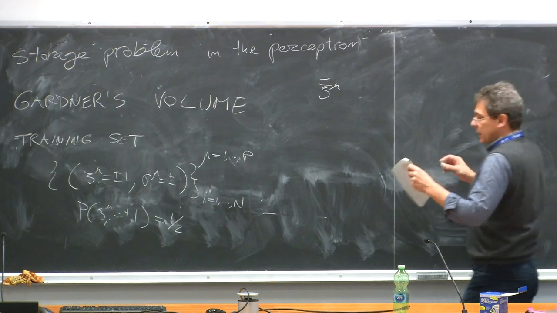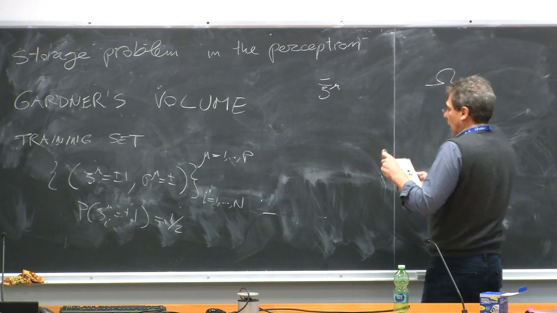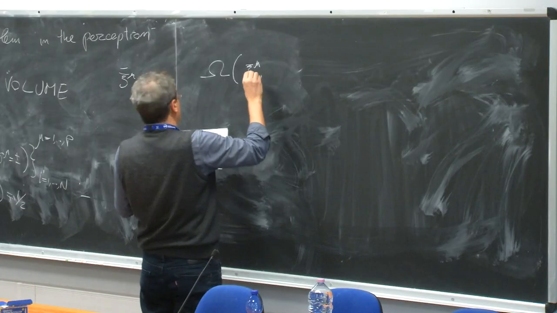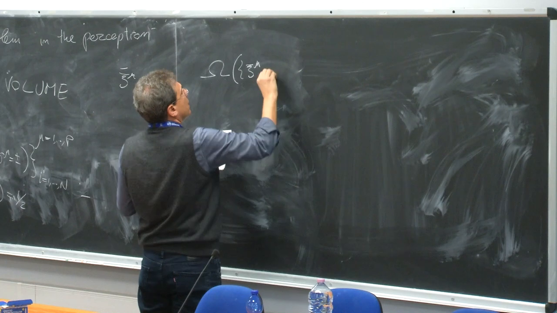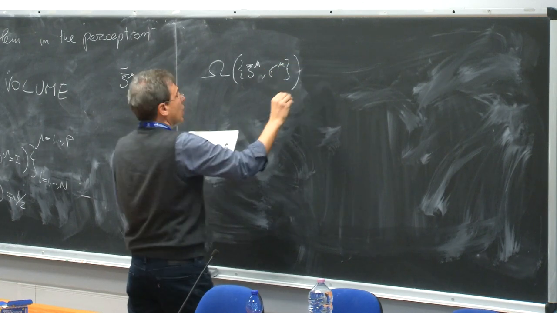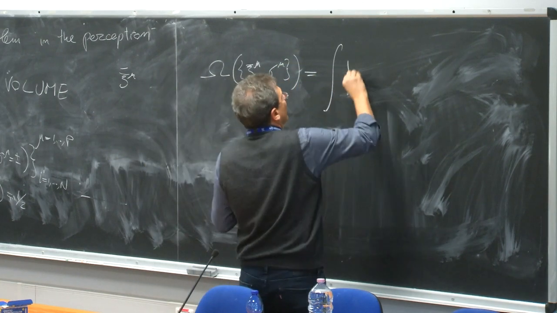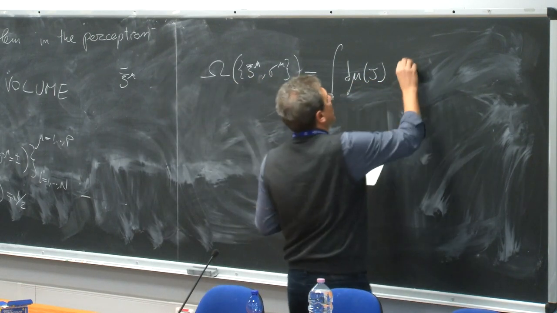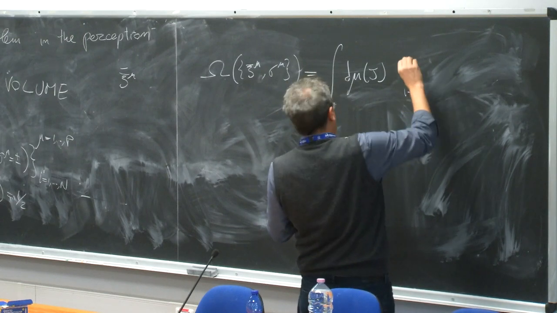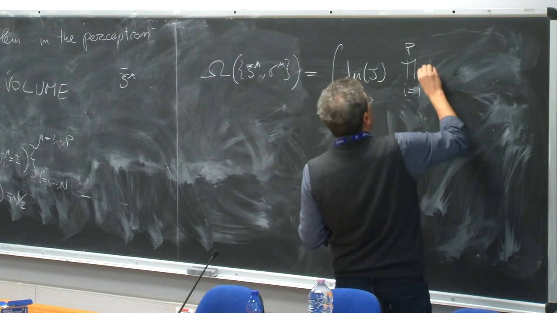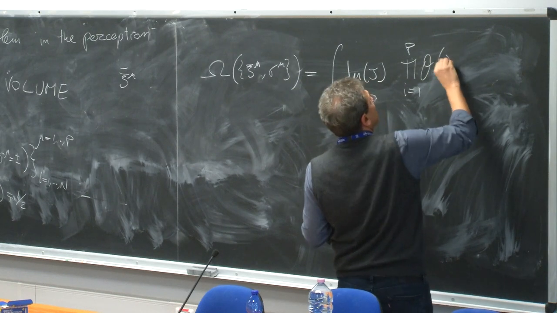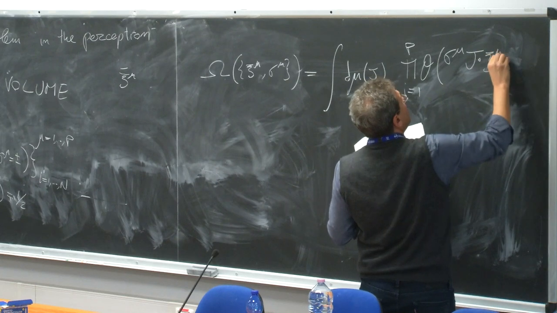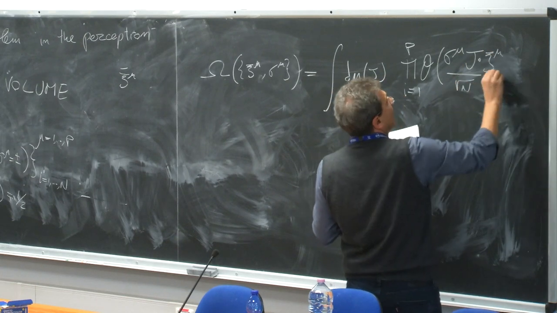Let me write it, it's easier. Let me call this volume omega, and this will be a function of all the training set. This will be an integral over some measure over the weights. I will specify this in a minute. And then you have a product, mu going from 1 to p, the number of patterns, of theta of sigma^mu J dot psi^mu, and then minus kappa.